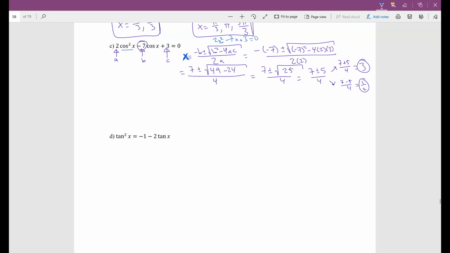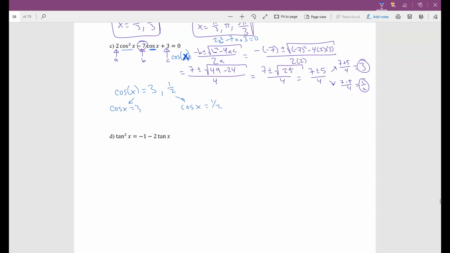What do we have instead? We have a cosine. So right now we have that the cosine of x equals that. So cosine of x equals two solutions. It equals 3, and it also equals 1/2. So we got to look at this. So cosine of x equals 3, and cosine of x equals 1/2.